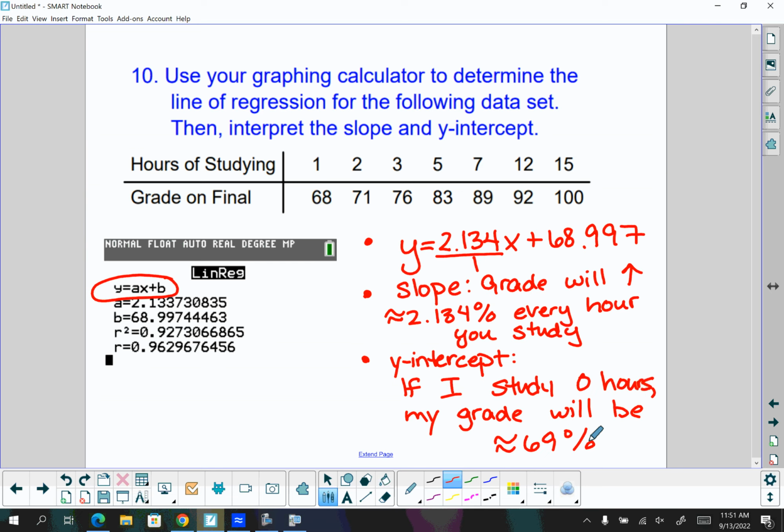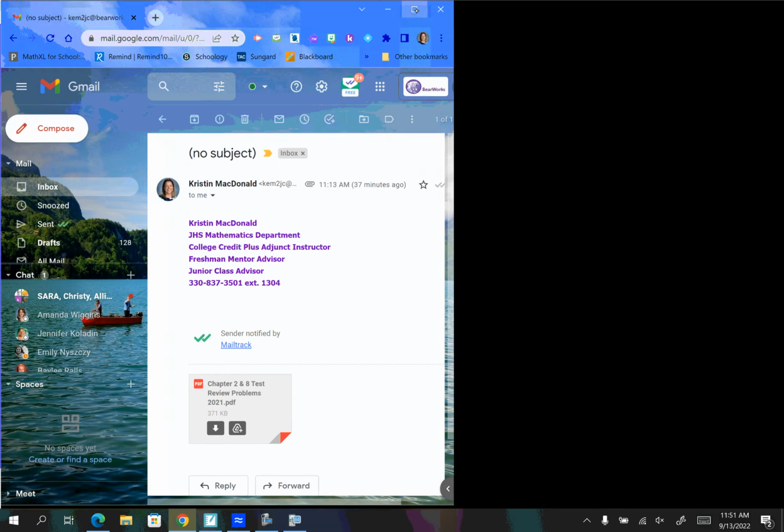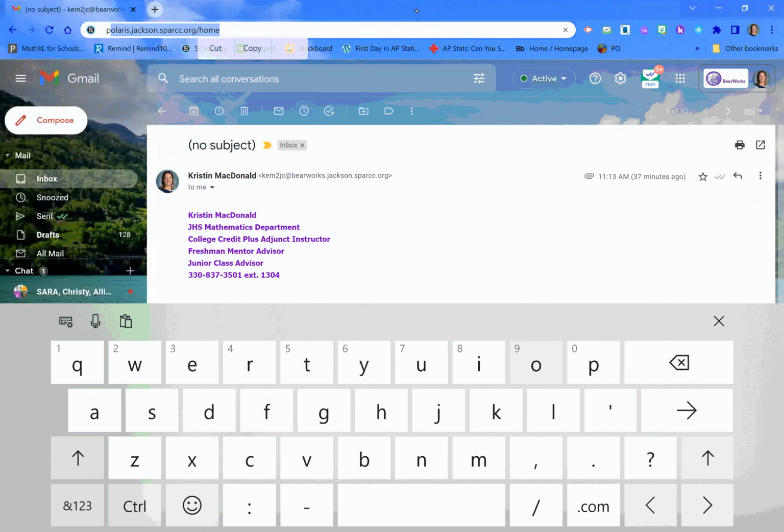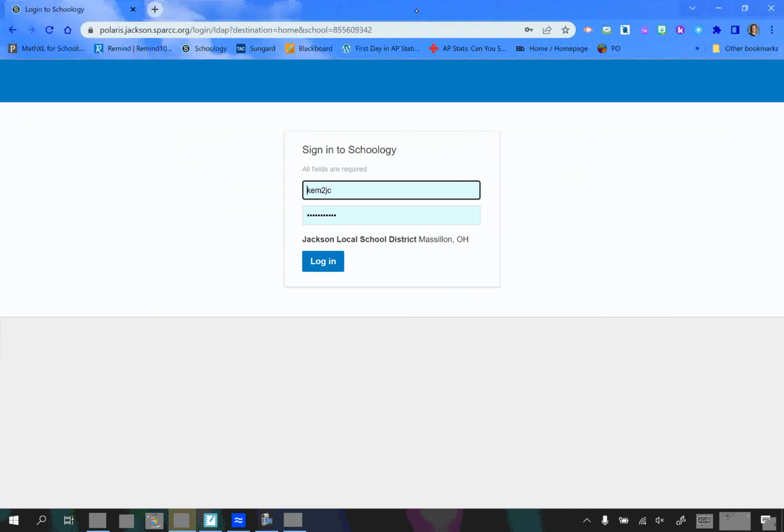After I plug all this stuff in the calculator, what do I hit to get that? Stat. Go over to the right where it says help, and then number 4. Yep. Okay, so this is what you're going to see on your test tomorrow. Let me show you now in Polaris where you guys have some extra stuff you can look at tonight. Totally optional.